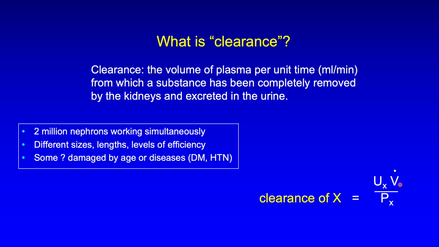And that clearance number that is calculated for a given pair of kidneys at a given time can be compared with the clearances of normal kidneys, or of other people's kidneys, or of the same person's kidneys over time as they're damaged by age or disease, or as kidney function improves because of treatment or natural history of a disease.